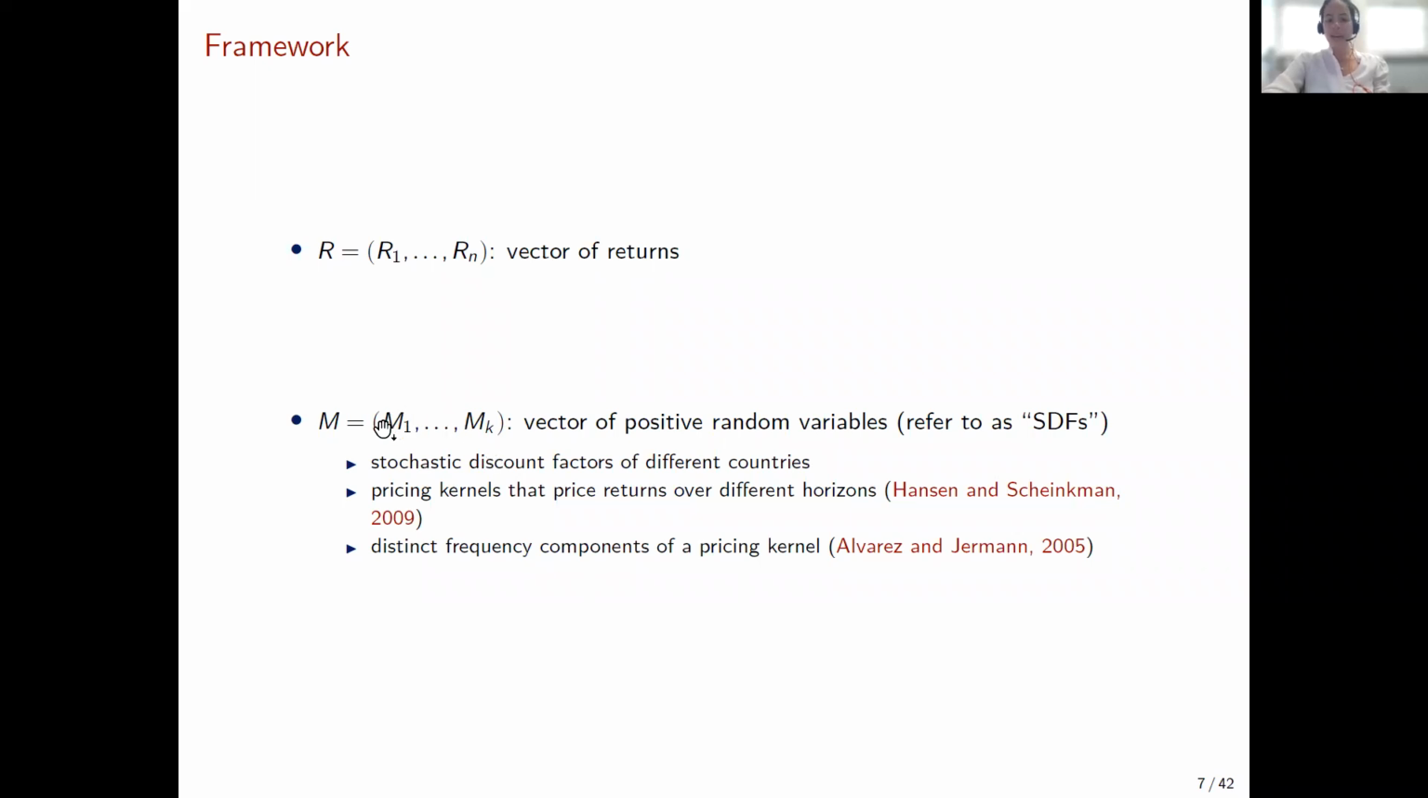So think of M1 to MK as stochastic discount factors of different countries, or pricing kernels that price returns over different horizons. For example, there's a large literature that now studies downward sloping term structures of risk. If you want to do that, you want to look at term structures with different horizons. Or, as I mentioned before, we can look at the distinct frequency components of pricing kernels, a la Alvarez and Jermann.